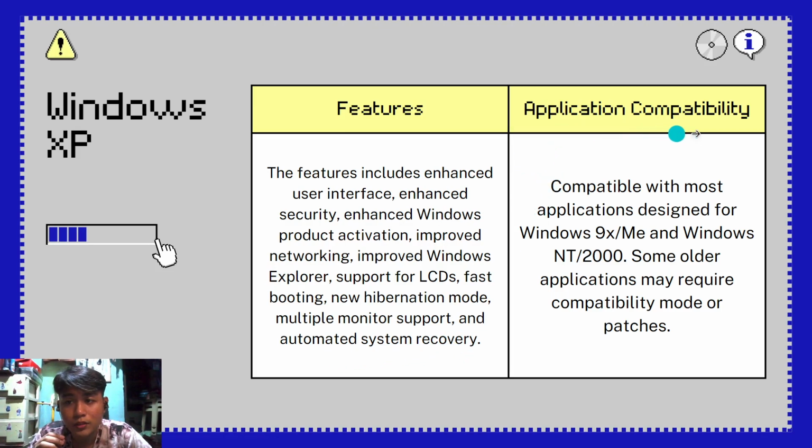Next is application compatibility. Compatible with most applications designed for Windows 9X, ME, and Windows NT/2000. Some older applications may require compatibility mode or patches.